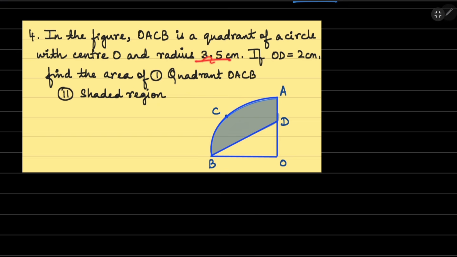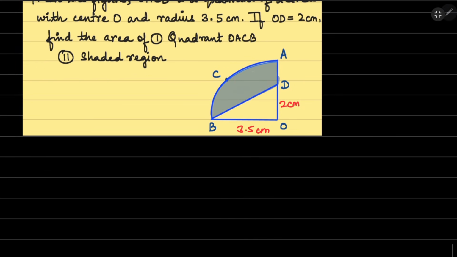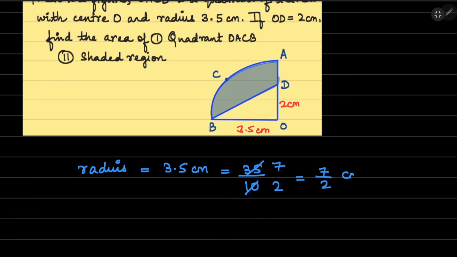The radius is 3.5 centimeters. So this radius is 3.5 centimeters. If OD is 2 centimeters, find the area of the quadrant OACB. So what are you given? You are given the radius, which is 3.5 centimeters. This is equal to 35 by 10, so 5 sevens are 35, 5 twos are 10. So I can write it as 7 by 2 centimeters.